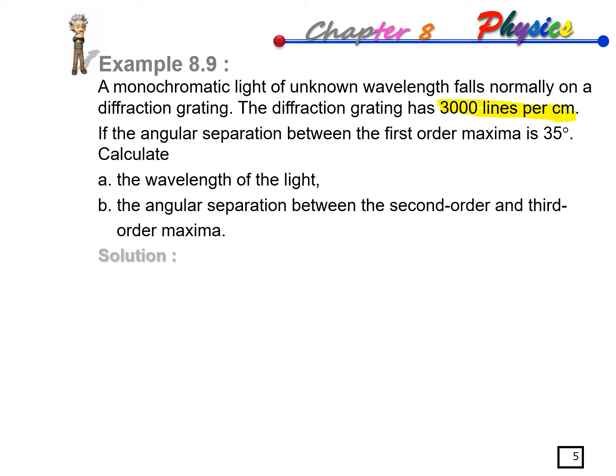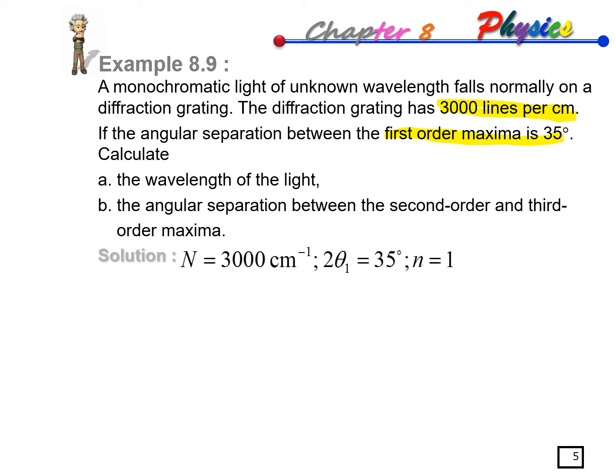If the angular separation between the first order maxima is 35 degrees, that means between the two first orders, they want you to calculate the wavelength of the light and the angular separation between the second order and third order.